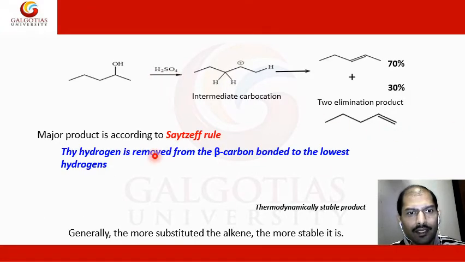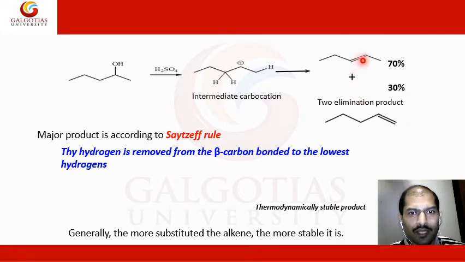Another thing to know is what the major product will be in such a case. There is a certain rule, the Saytzeff rule. According to the Saytzeff rule, the hydrogen is removed from the beta carbon bonded to the lowest number of hydrogens, since a thermodynamically stable product is being formed. So here it can be seen that one product you will get in larger amount, and another in lesser amount.